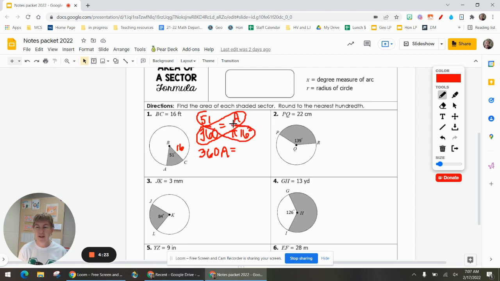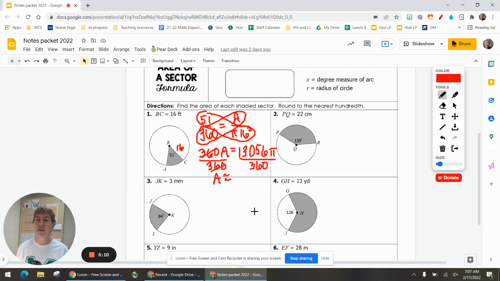When I multiply this way, I'm going to delay the pi for just a minute. I'm going to grab my calculator and go ahead with the 51 times the 16 squared. Let me try that again. 51 times 16 squared. I got 13,056. Now, I didn't touch the pi yet, so it's still sitting here. Don't forget to write it. To get A by itself to solve for the area, I simply need to divide by 360 on both sides.